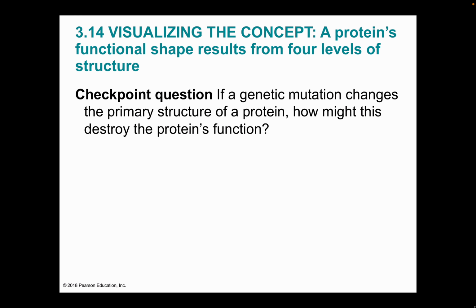And this is a really big, broad, kind of multi-concept question. If a genetic mutation changes, first of all, what is a genetic mutation, right? And we haven't gotten to nucleic acids yet. But if a genetic mutation changes the primary structure of a protein, how could that destroy the protein's function? So just by affecting the protein's primary structure, how are you now impacting that protein's ability to function?